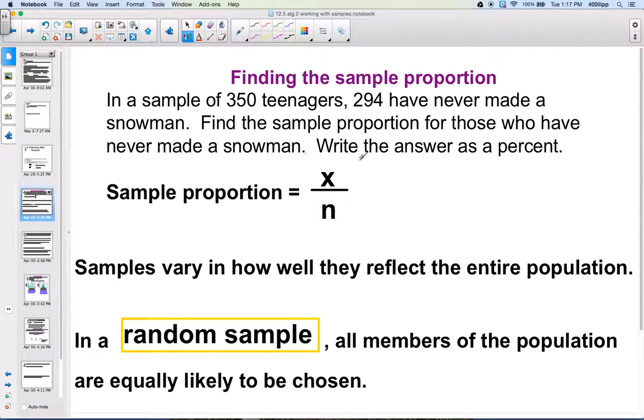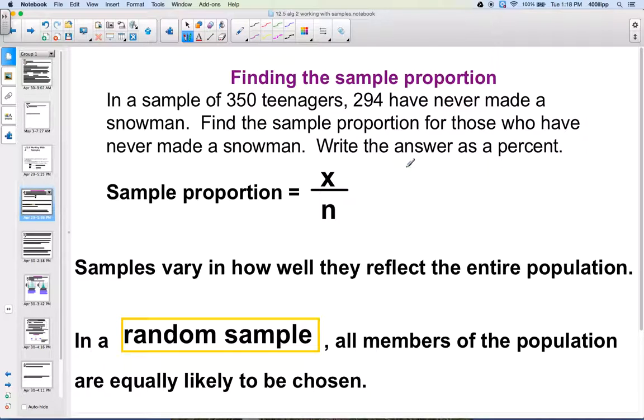Okay, so it says finding the sample proportion. So it says in a sample of 350 teenagers, 294 have never made a snowman. We need to find the sample proportion for those who have never made a snowman. Write the answer as a percent.